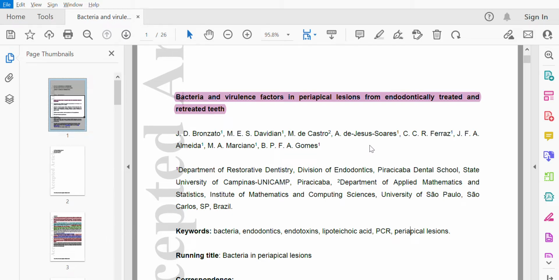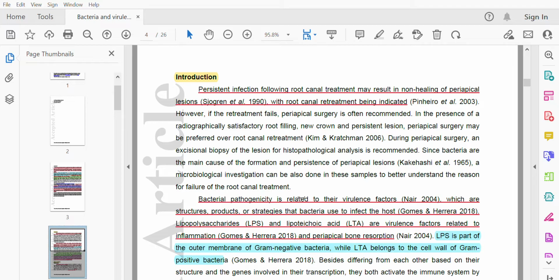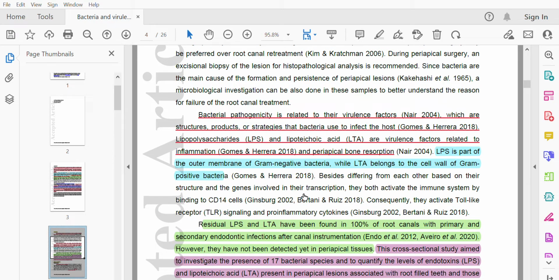This article talks about the bacteria and virulence factors in periapical lesions from endodontically treated and retreated teeth. This was done by Bronzato and Gomes in 2021 in Sao Paulo, Brazil. As we know, persistent infection following root canal treatment may result in a non-healing periapical lesion and root canal retreatment being indicated. Bacterial pathogenicity is related to their virulence factors, which are structures, products, or strategies that the bacteria use to infect the host.